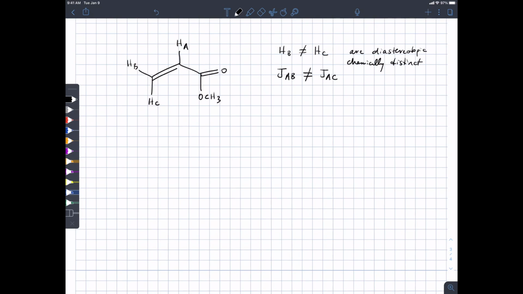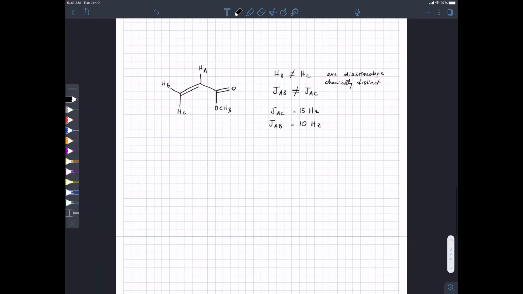Now, I happen to know that in olefins, protons that are held trans to each other have a large coupling constant. It ends up being around 15 hertz. Whereas protons that are held cis to each other, sorry, C is the trans one, isn't it? And B is the one that's held cis to proton A, tends to be around 10 hertz.